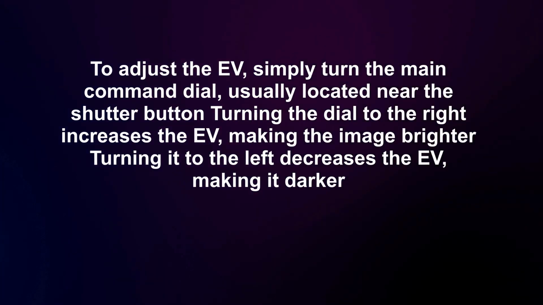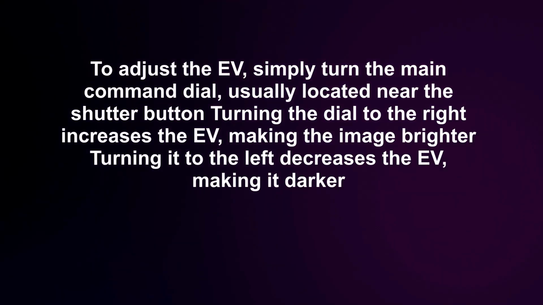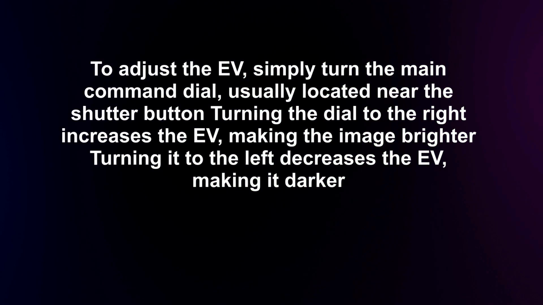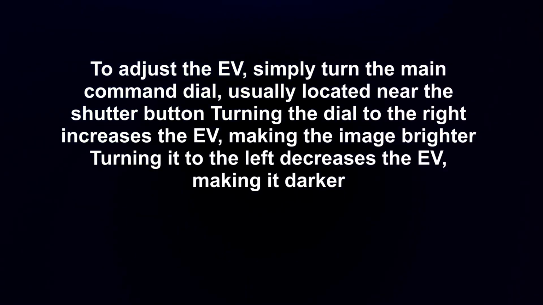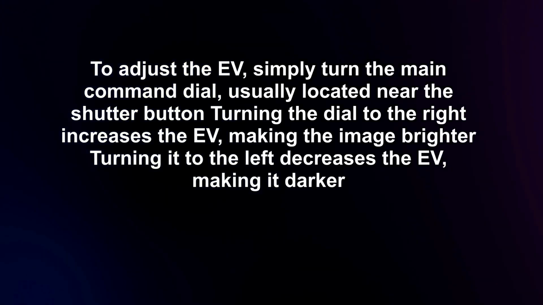To adjust the EV, simply turn the main command dial, usually located near the shutter button. Turning the dial to the right increases the EV, making the image brighter. Turning it to the left decreases the EV, making it darker.